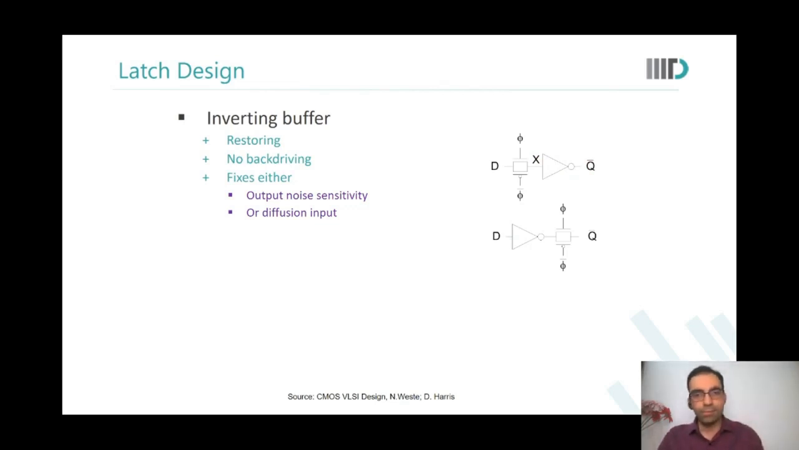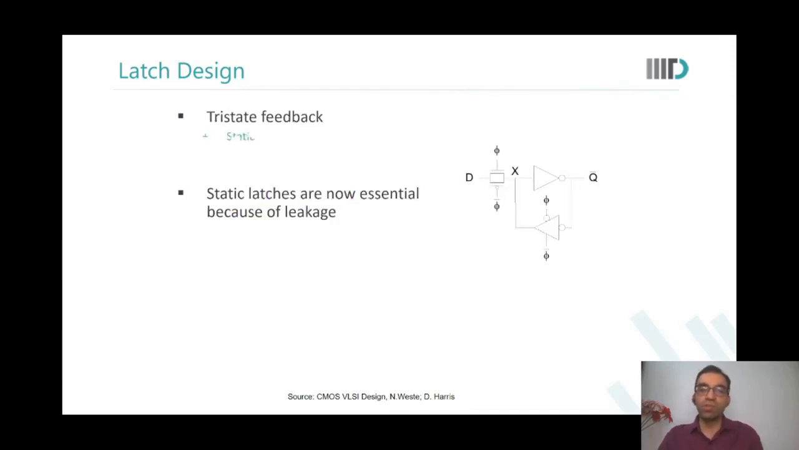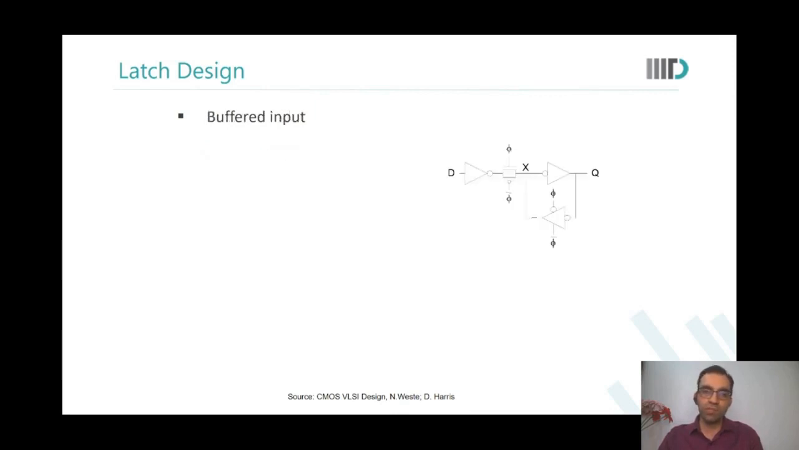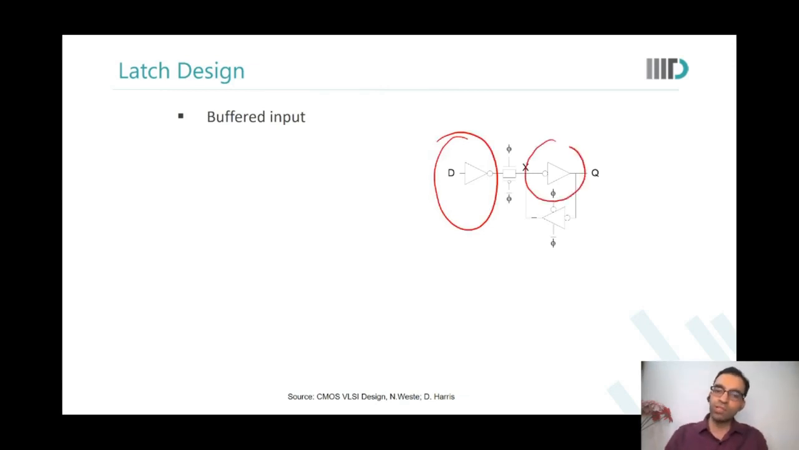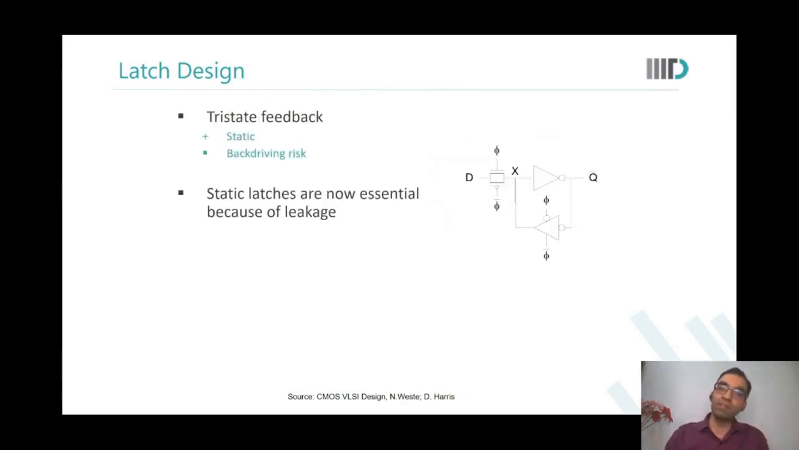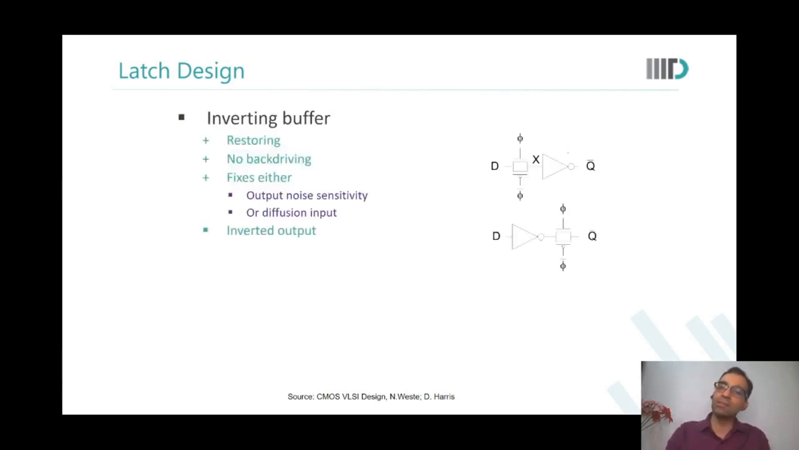Sir, can I use two inverters, one at the input and other at the output, to fix both issues? Yes, we could. So see, we are using it over here. Input is also inverter, output is also inverter. More importantly, even before that, just because this latch is still dynamic in nature, you see, the charge on node X is sensitive to noise.